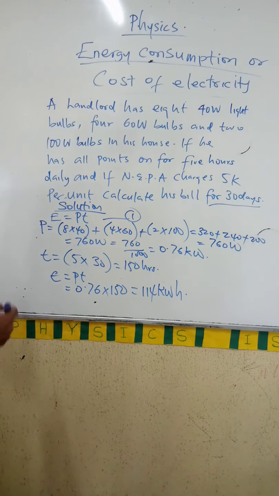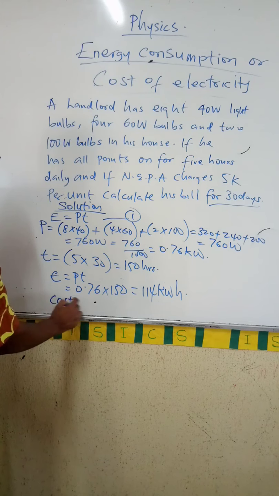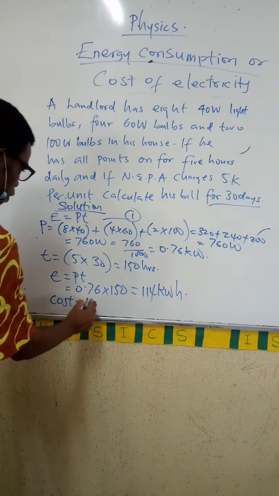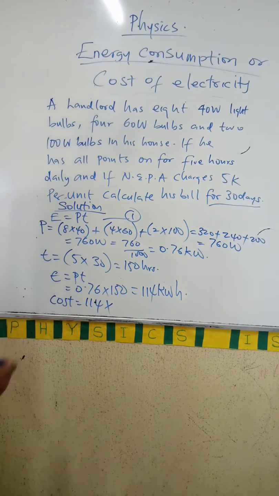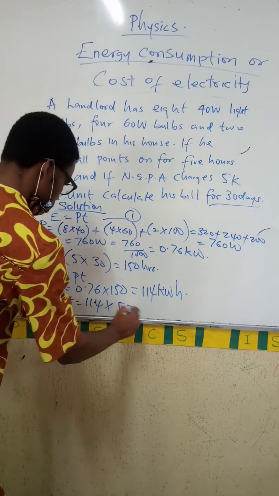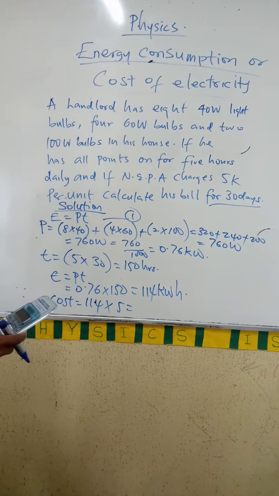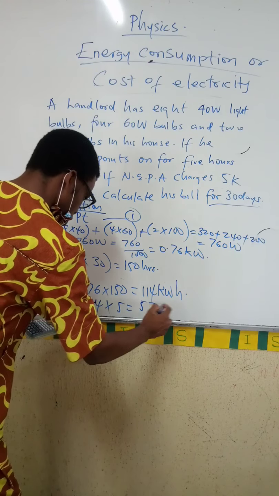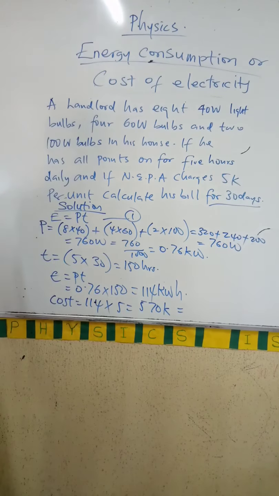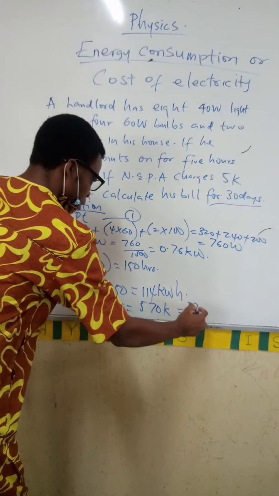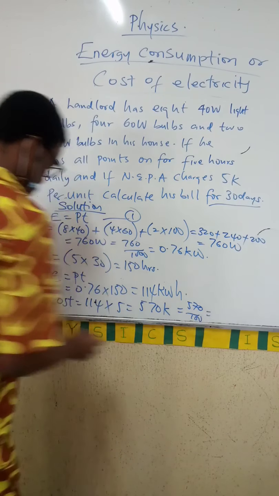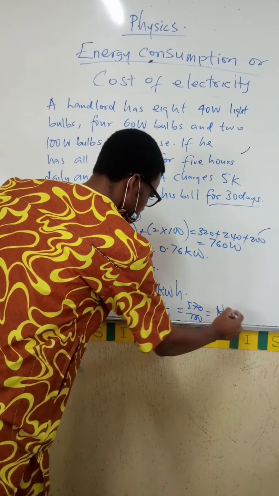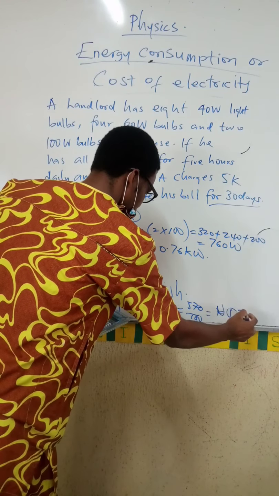So therefore, cost will be 114 times 5 kobo. 114 times 5, that will give us 570 kobo. We can also put it in naira. That will be 570 divided by 100, and that will be 5 naira 70 kobo.